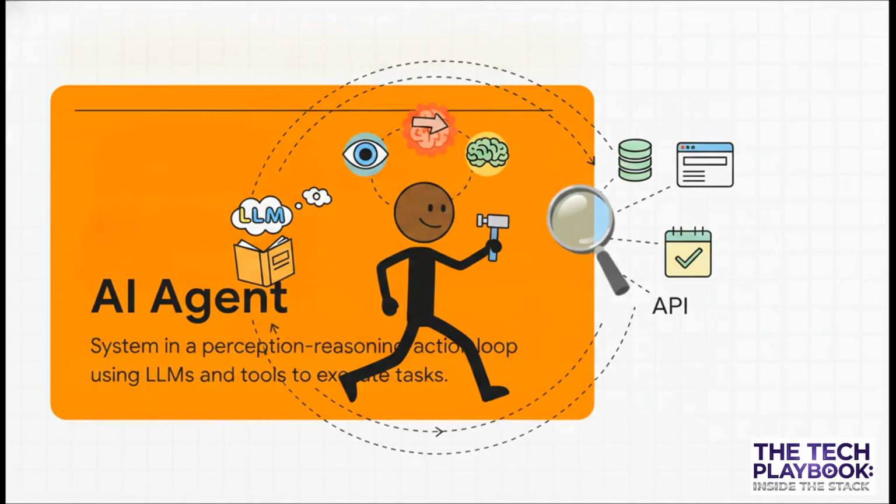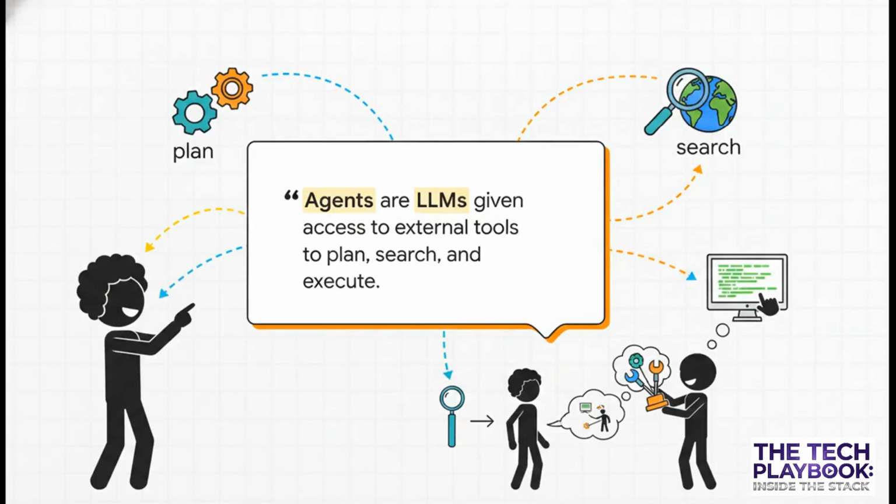Thanks to these APIs, the agent can actively check your live databases, search the web for current data, or even automatically schedule meetings on your calendar, all within the explicit boundaries you set for it. This quote really illustrates a massive evolutionary leap in technology. Agents are LLMs given access to external tools. Instead of just answering a question, an agent can formulate a plan, search the web, and execute code. We have completely moved away from passive text generation into active, real-world execution.